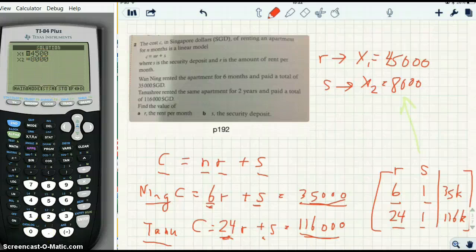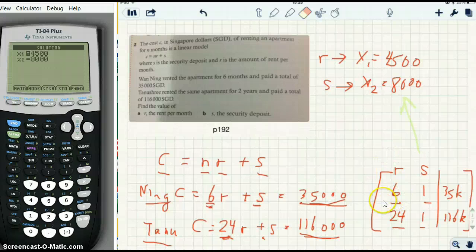Now, I'm not sure if I did that right. Okay, yeah, I was right. I had done it wrong the first time. So this is actually 4,500, not 45,000, and this is 8,000. So these are the solutions for x1 and x2. Wait a second, my variables weren't x1 and x2. They were R and S. So which one is R and which one's S?